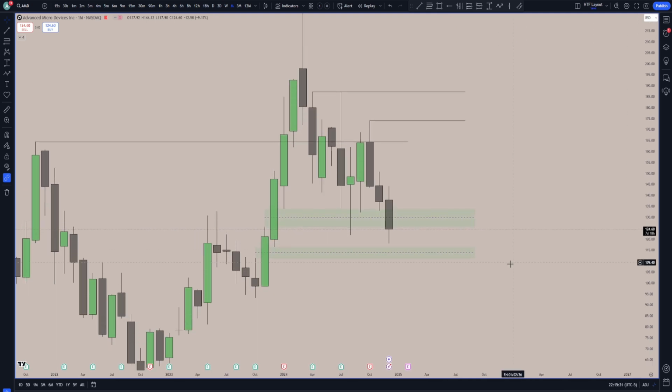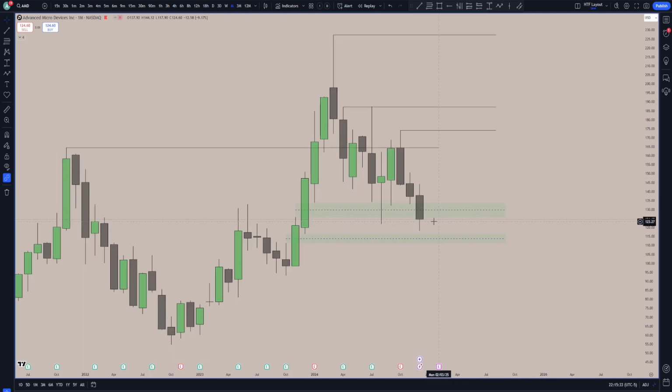Now, if we zoom into this area here, I want to see a close in this box. I don't want to see a close below it. I want to see price trade back all the way up, at least to 129. And I want to see it hold here and start continuing to push up going into 2025. This is my 2025 swing.